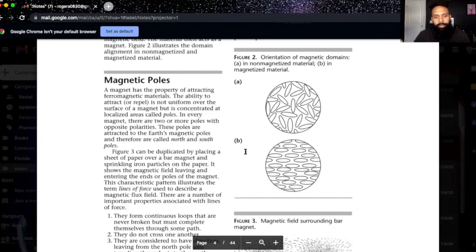Figure 3 can be duplicated by placing a sheet of paper over a bar magnet and sprinkling iron particles on the paper. It shows the magnetic field leaving and entering the ends or poles of the magnet. This characteristic pattern illustrates the term lines of force used to describe a magnetic flux field. There are a number of important properties associated with lines of force.